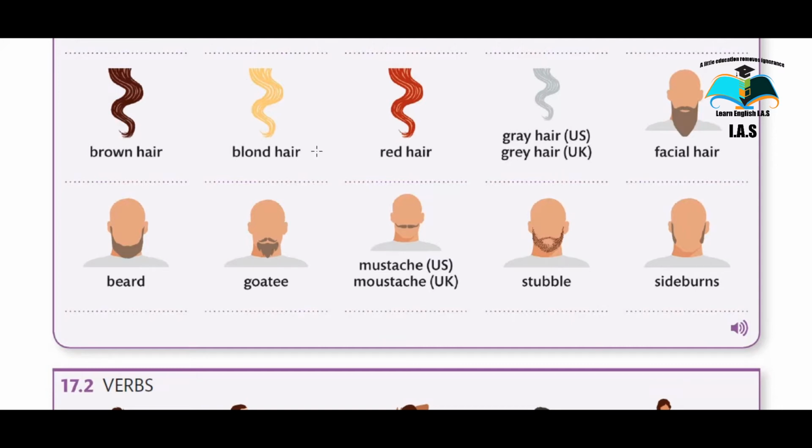And this is blonde hair. Red hair, gray hair. Remember this, for gray we have two kinds of spelling. We can use gray and grey. Gray is American, so if you go to America, Americans use gray, but the British use grey.